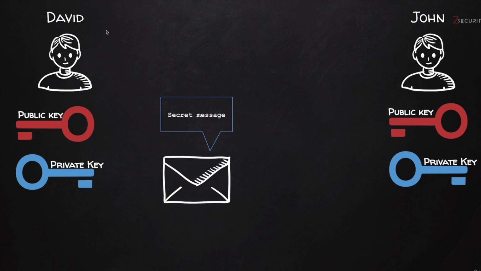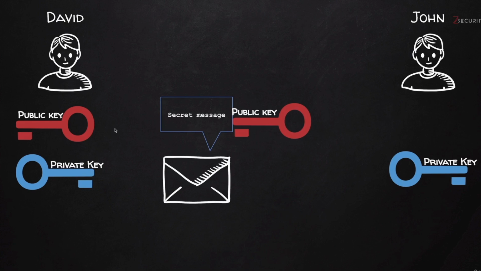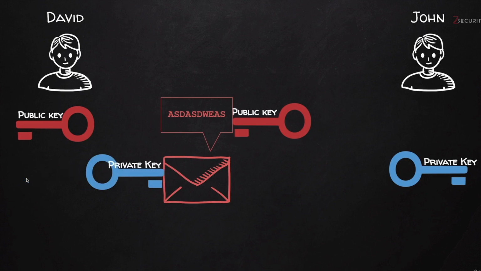So again, we have David. He wants to send a secret message to John, and as we learned before, the first thing that David will do, he will use John's public key in order to encrypt the message. The message will change into gibberish. Now, at this stage in the previous lecture, we sent the message, but this time, David is going to sign the message with his own private key. So he still hasn't sent the private key. The message is still at David's end.